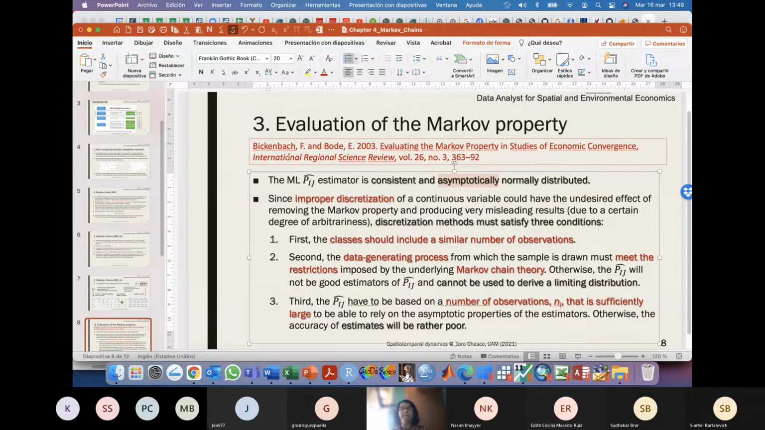So this is what Bickenbach and Bode stated in 2003. They said that improper discretization of a continuous variable, like per capita GDP, etc., could have an undesired effect on removing the Markov property. This Markov property is the property of being an AR1, so an autoregressive serial process of order 1. And we can end up with misleading results. Yes, we will have results.